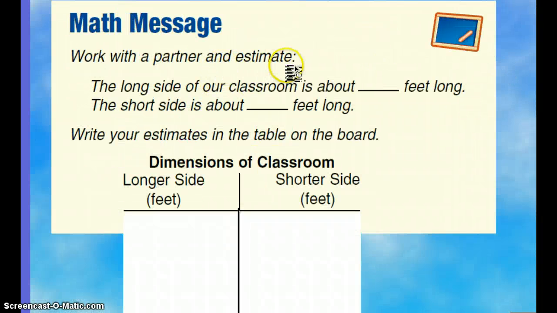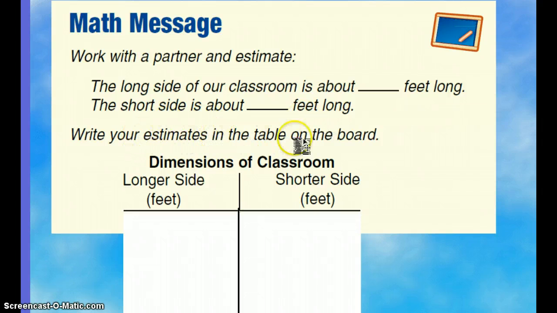Work with a partner and estimate. If you don't have anyone available to work with, try to do it by yourself. Measure the long side of our classroom and see how many feet it is. This would be the distance from the front of the room, where the white dry erase board is, to the back of the room. Now measure the short side of the room. That is the side of the room that would be measured across the front and back of the room. Use a ruler stick or a yardstick to do that.